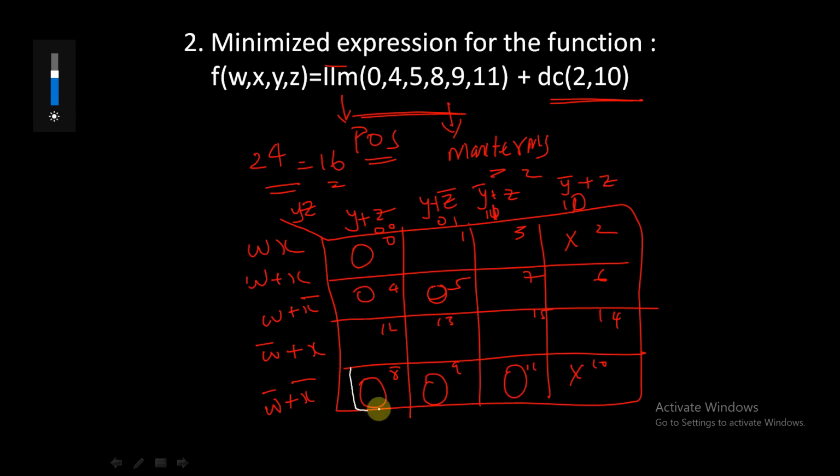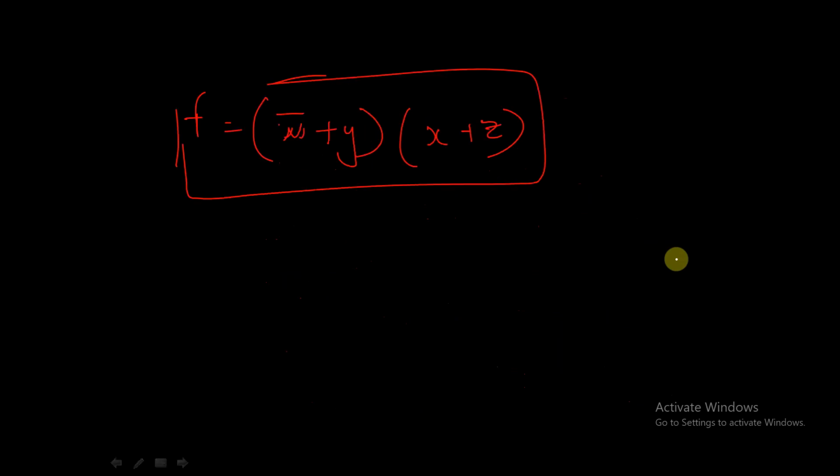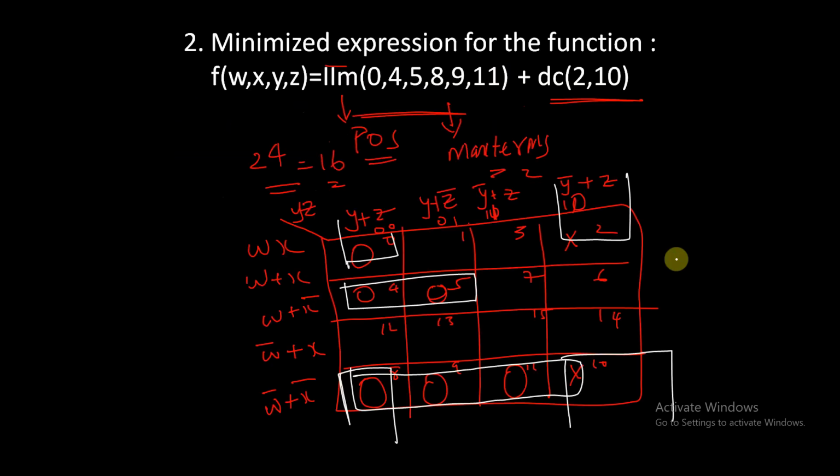So this will become one group. If we have a don't care, we can group it with the max terms, and all the corners will also become one group. Like this you can form your groups, and these two will become another group. Like this you can group your max terms and write down the expression which we discussed in our first example. You can take the reference of that first example and form your group.